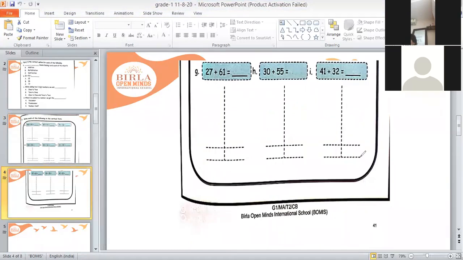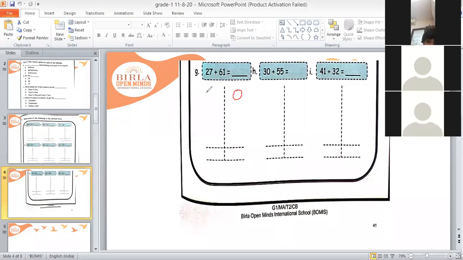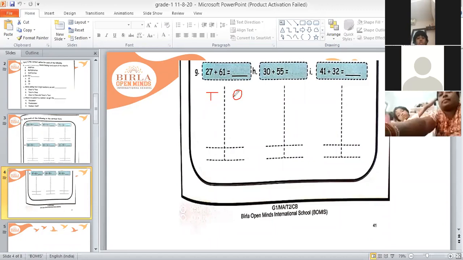Sai Ritvik, you read next question. Bit G, quickly. Yeah, Sai Ritvik, please read bit number G. 27 plus 61. Yeah, so this is 27 plus 61.